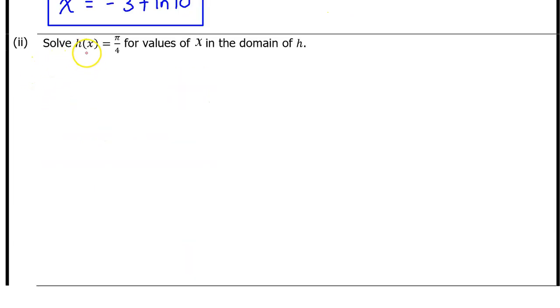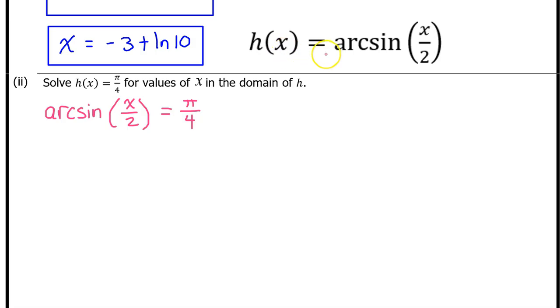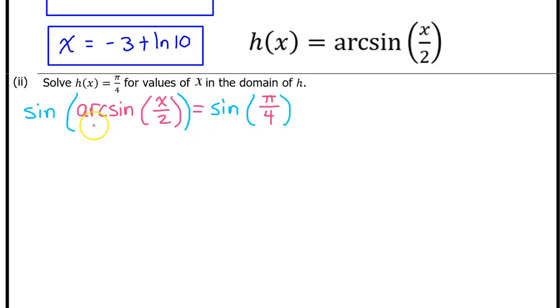A, part 2. Solve h of x equals pi over 4 for values of x in the domain of h. H of x is equal to arcsine x over 2. So h of x equals pi over 4 becomes arcsine x over 2 equals pi over 4. We can cancel out the arcsine on the left by taking the sine of both sides of the equation. Sine and arcsine are inverse functions, so they cancel each other out and leave x over 2 is equal to the sine of pi over 4.